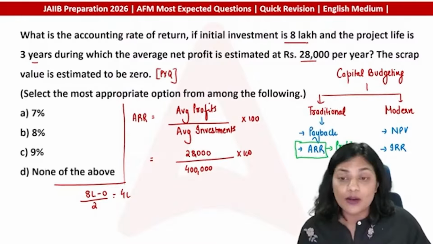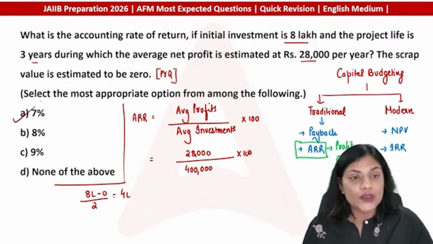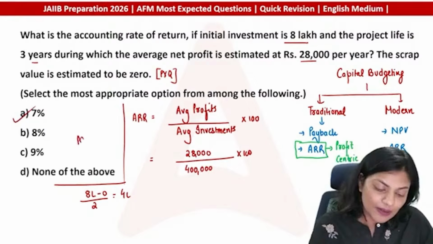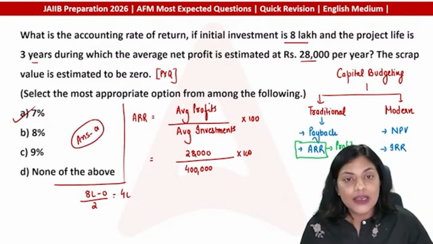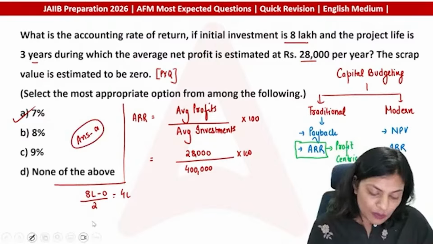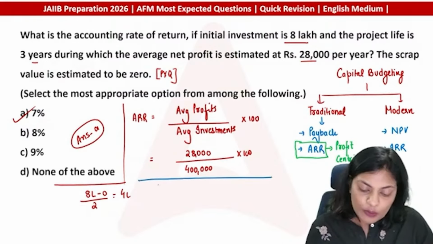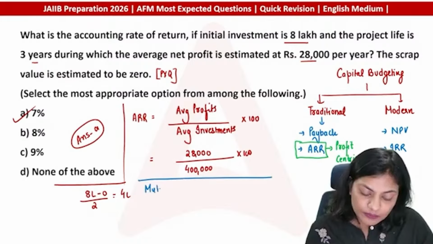This will come around 7%. So the right answer will be option number A, that is 7%. Now when we talk about ARR, do remember there is one more concept of mutually exclusive case.